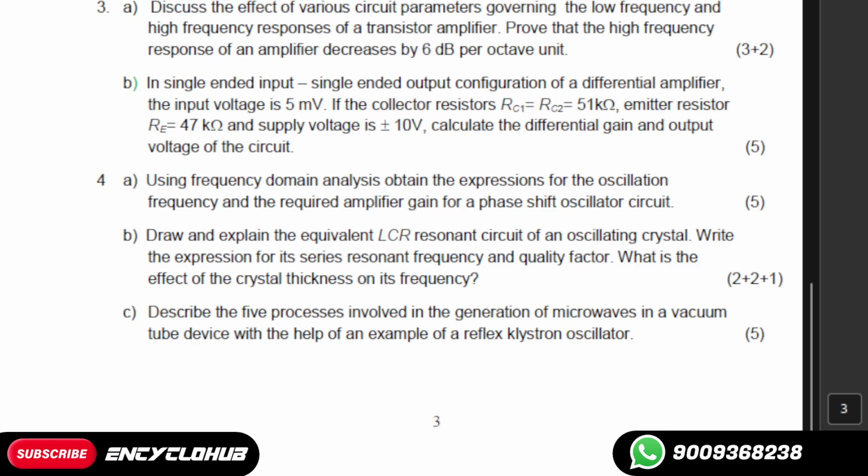Thank you. Now the question number 4B is here: draw and explain the equivalent LCR resonant circuit of an oscillating crystal and write the expression for its series resonant frequency and quality factor. What is the effect of the crystal thickness on its frequency?